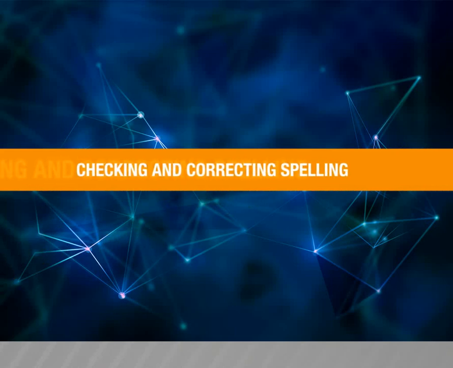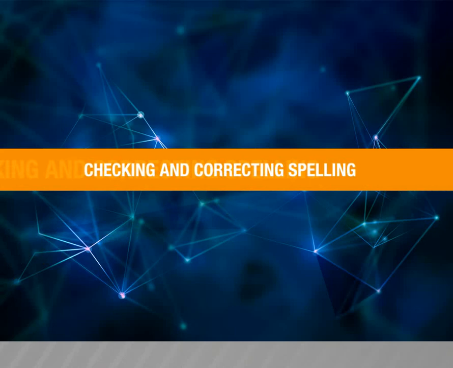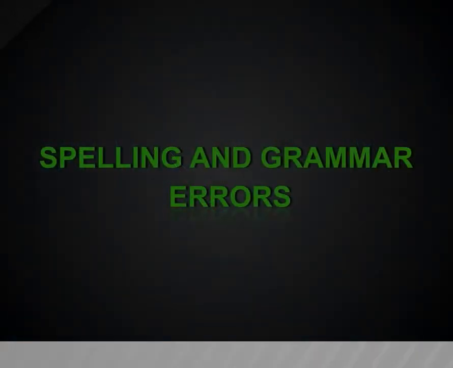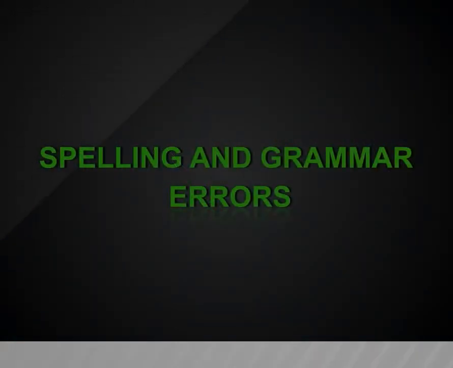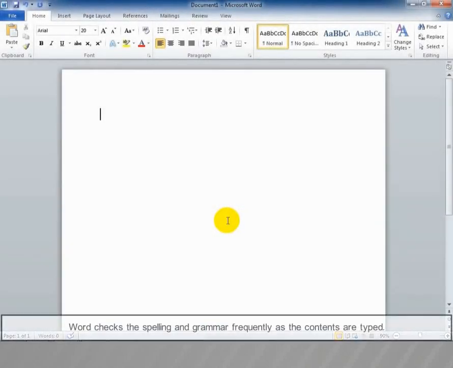Checking and correcting spelling. Now, let us see the process of checking and correcting spelling. Spelling and grammar errors. Word checks the spelling and grammar frequently as the contents are typed.